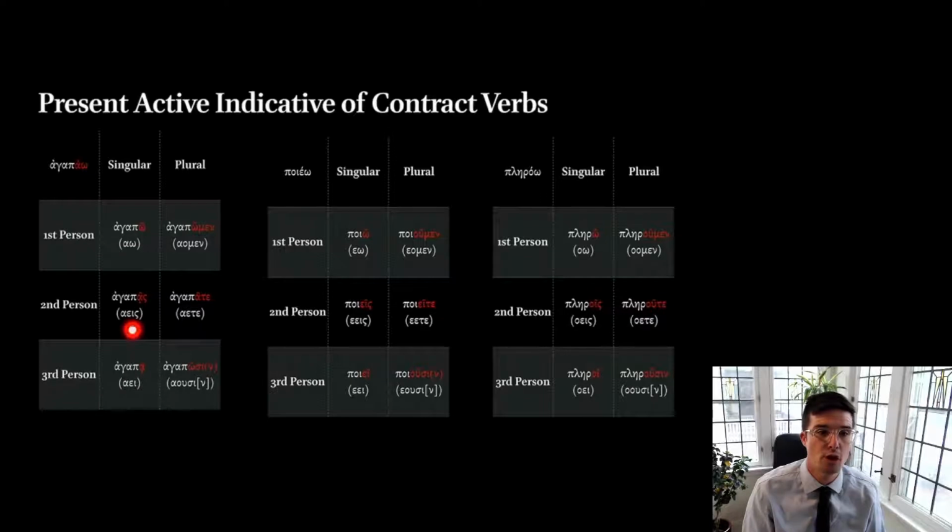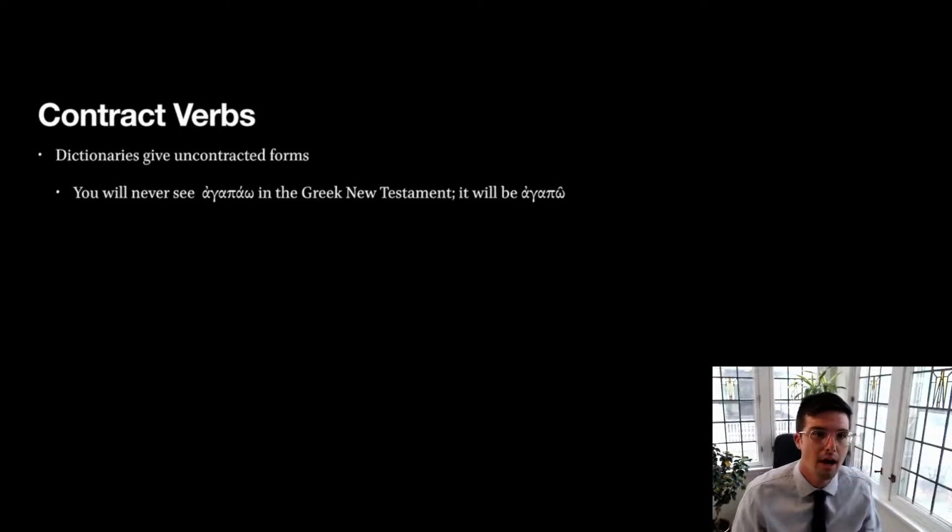Underneath them, I've shown you the combination of the vowels and how they've ended up being what they are. And you'll notice that in every occasion here, you have a circumflex over the vowel that has been contracted. So for all of these present active indicative forms here, you're going to have the circumflex indicating contraction has taken place. And then just a little bit more as to the grammar and the handling of contract verbs as you go to translate them in the New Testament itself and in the homework exercises.